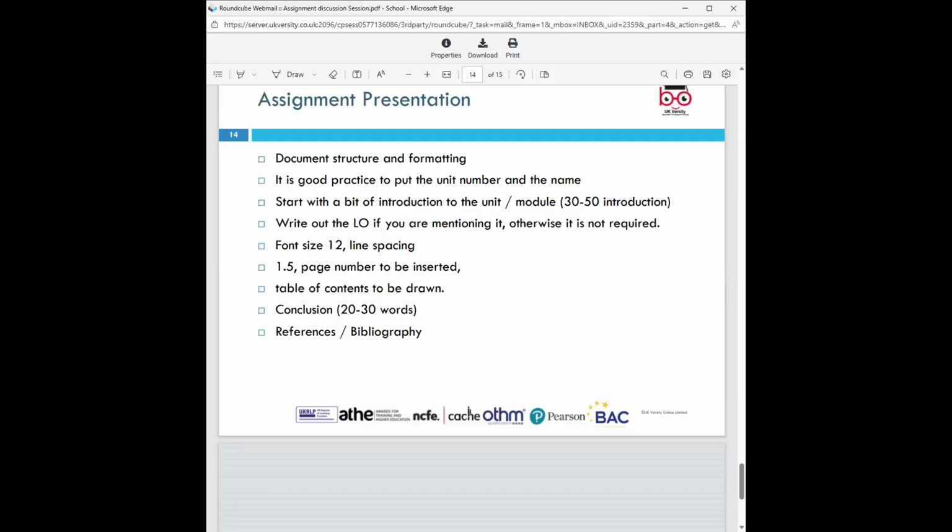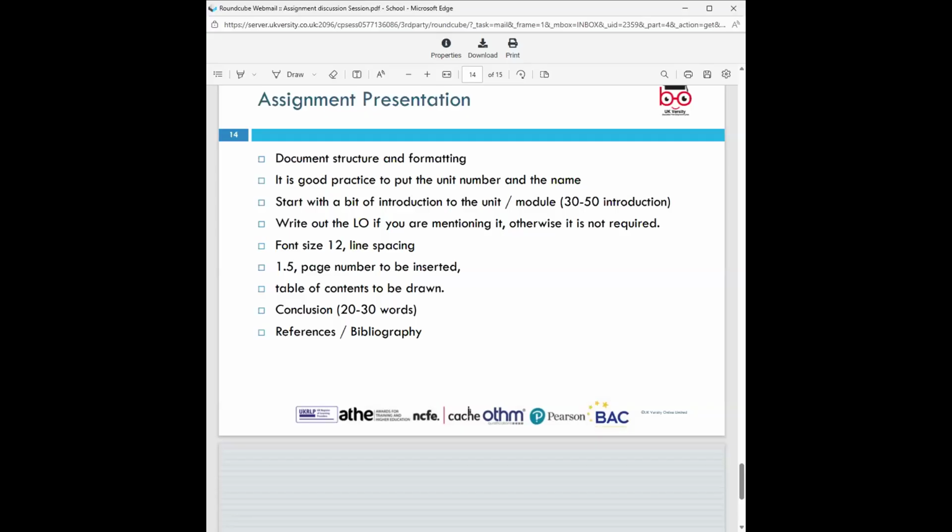Make sure you are sticking to the word count. Make sure you are not using AI. You have a 20% threshold for AI. Anything over that would be plagiarism. Plagiarism is really, really important when it comes to doing your assignment, because if you plagiarize, you would be done for academic misconduct. So make sure you are referencing your work, okay?